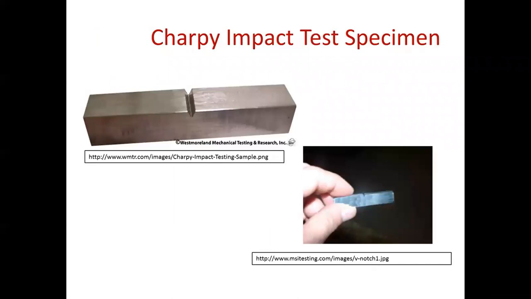The most common way that the ductile to brittle transition temperature is determined is with a Charpy impact test. This slide shows a couple of images of the test specimen. It's a little sample that's a couple inches long, and there's a V notch cut into one edge of the sample, and that forms a stress concentration.